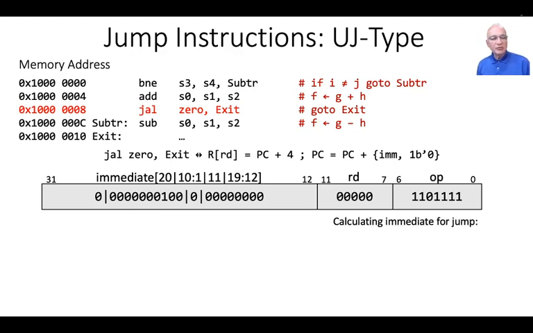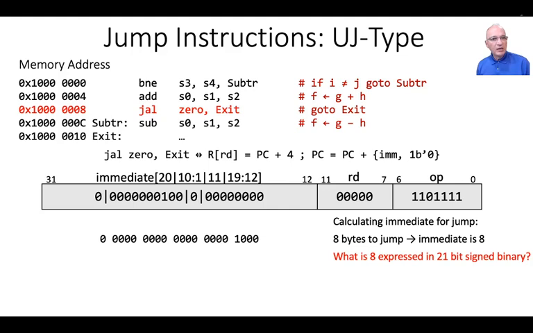So the next part that we need to look at is how do you calculate the immediate for the jump. In this case, we need to jump 8 bytes, so the immediate value would be 8. The first thing that we need to do is to express 8 in 21-bit signed form, and this is how 8 looks when I express it with 21 bits. Now I will decompose these 20 bits into the fields for the immediate specified in the instruction.